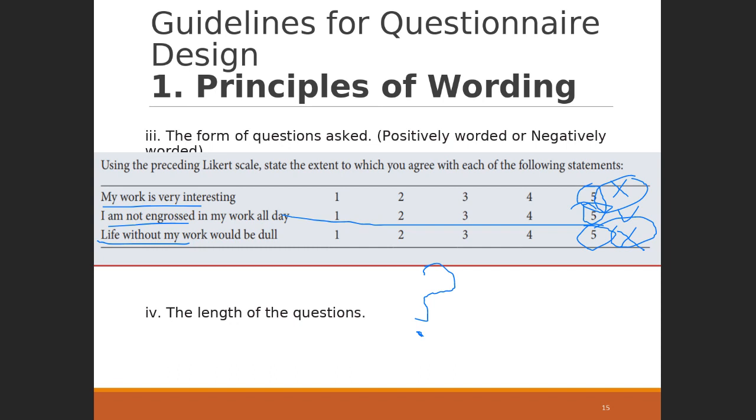Okay. The fourth point, the length of the questions. You need to keep your questions short, and there is a prevailing thought that questions should not exceed 20 words. So a single statement should have 20 words and not more than 20 words.